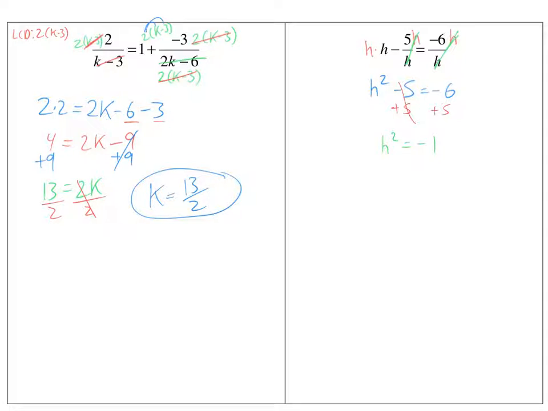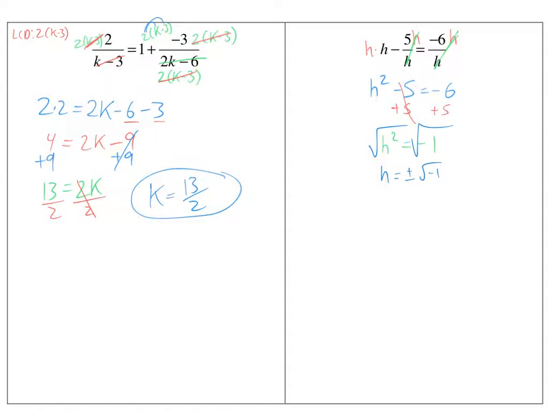And now I have to solve this. And there's a way to solve it. What you have to do here is you have to square root both sides. We did this last semester. When you square root both sides, you get rid of a squared, you get h equals plus or minus the square root of negative 1.